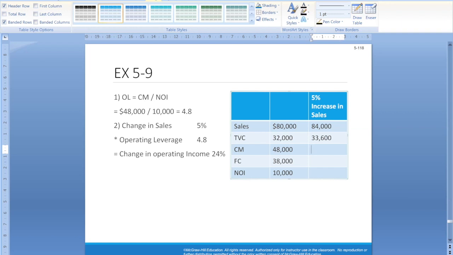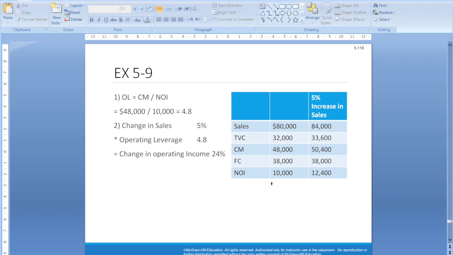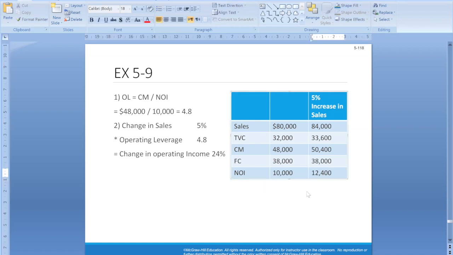The contribution margin, which is the difference between these two, is 50,400. No change for the fixed expenses, 38,000. And the net income will be the difference between the contribution margin and the fixed cost, which is 12,400. Now, what will be the change? I will continue here.